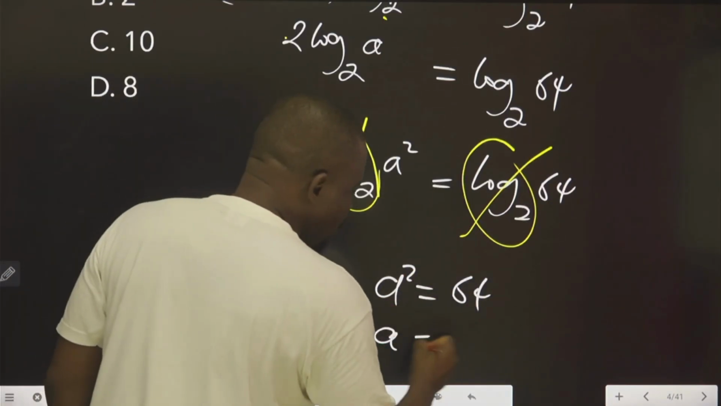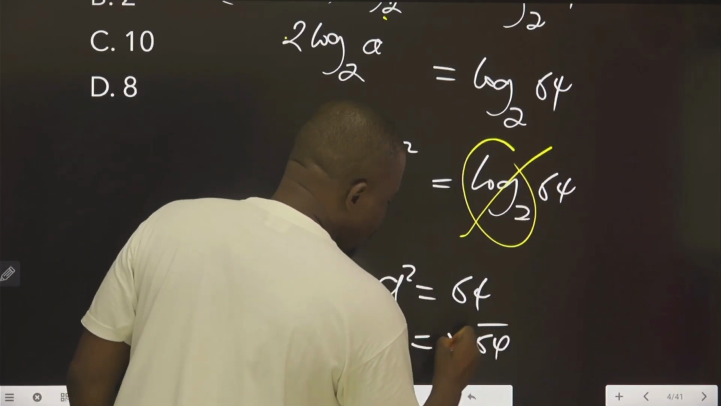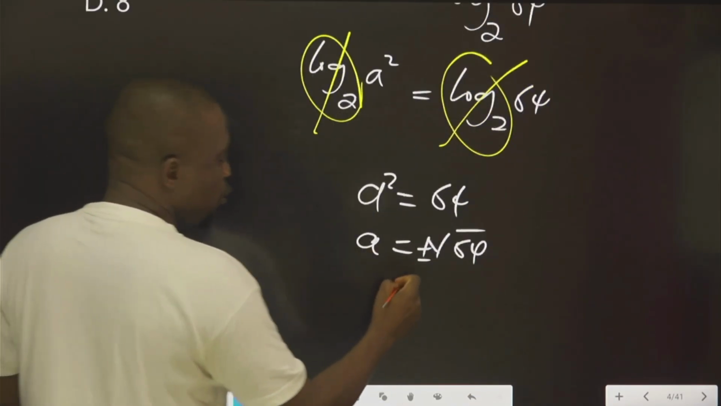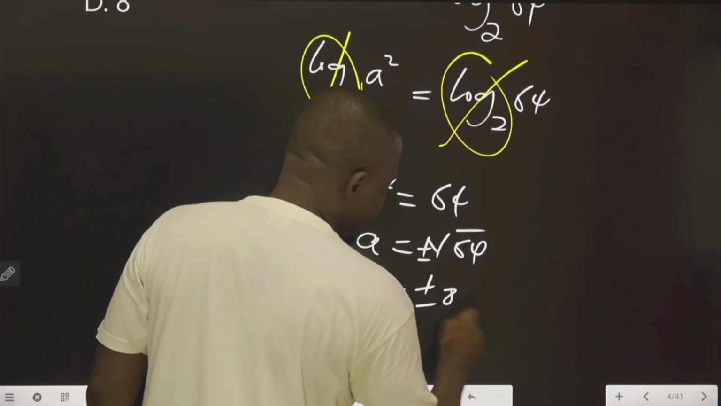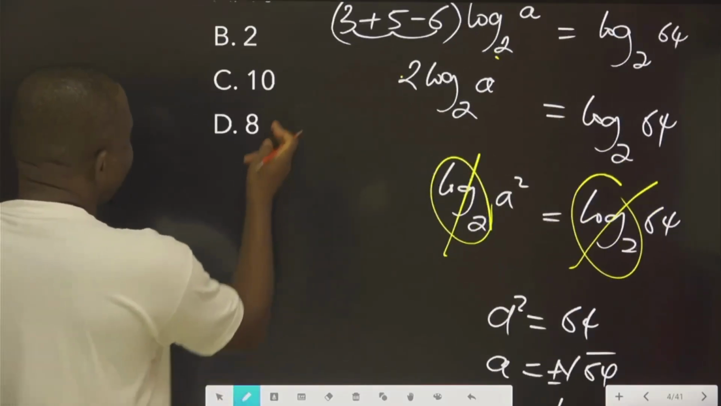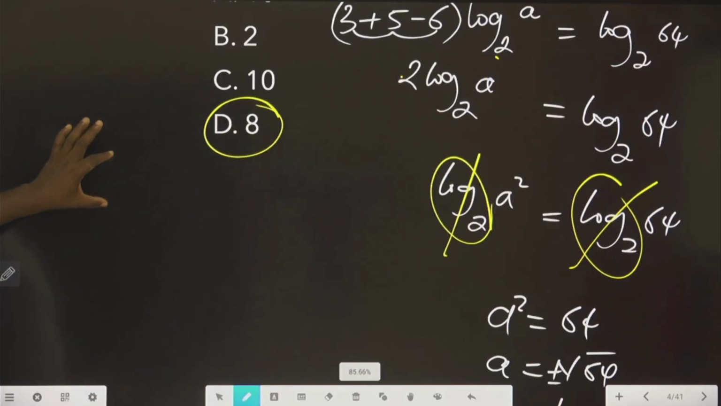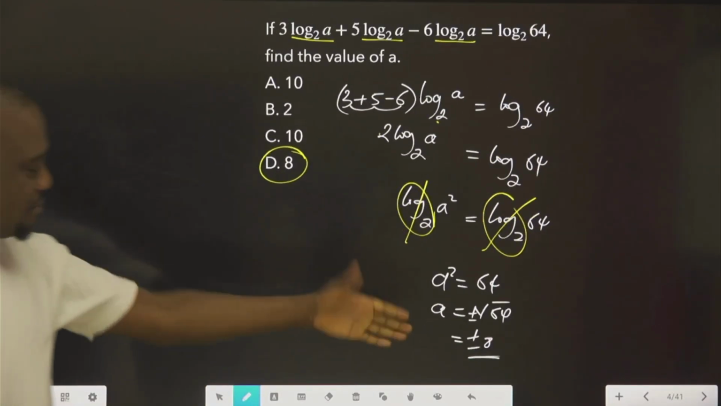Then we have A equals the square root of 64. We can do plus and minus, okay? Which is plus and minus 8. So what we have here is D as one of the options.